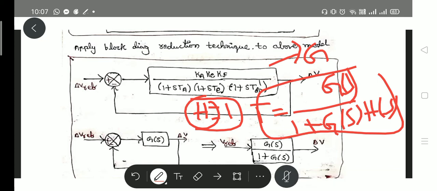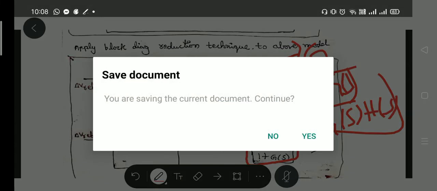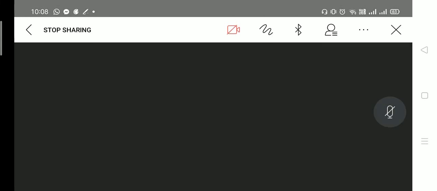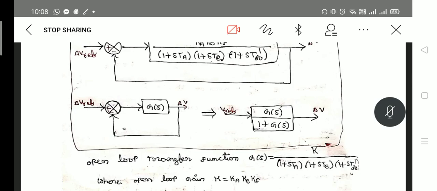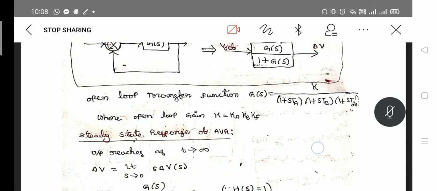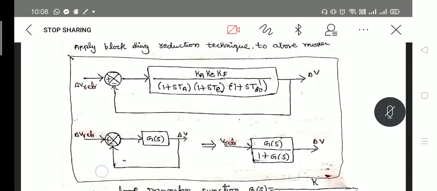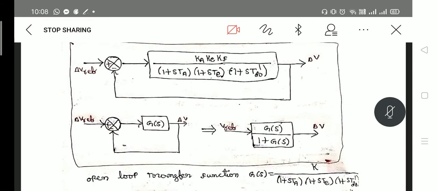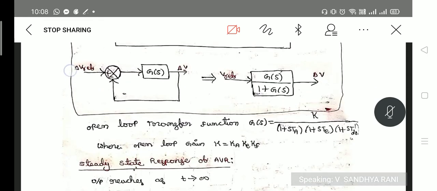V reference is the input, and delta V is the output. This is the final transfer function of this system: G of S by 1 plus G of S. Here G of S is Ka, Ke, Kf by (1 plus STA) (1 plus STE) (1 plus STD). Here I am taking Ka, Ke, Kf equal to K. Okay.